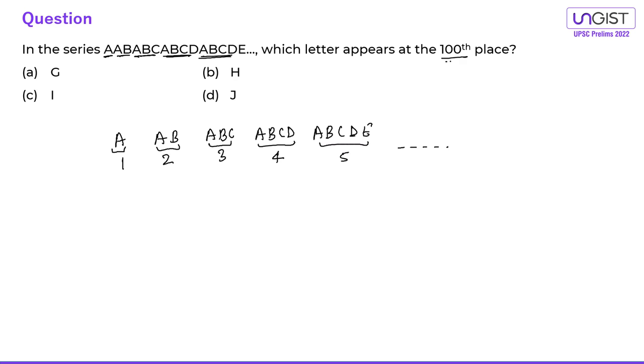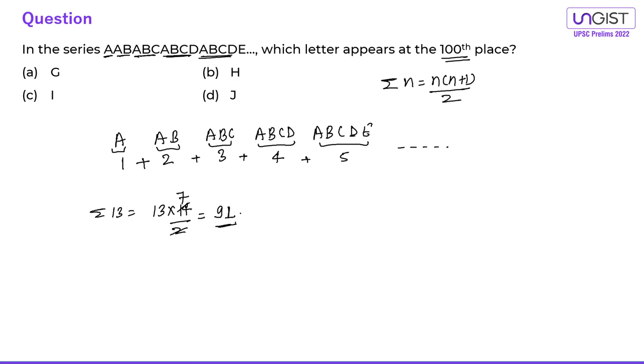So they are asking about the 100th place. So guys, you know what? If we add them, this is 1 plus 2 plus 3 plus 4. So this is actually summation of n. Summation of 13, we all know, is 13 into 14 divided by 2. So this is 91. The formula is summation n is equal to n(n plus 1) divided by 2, or you can say sigma n is equal to n(n plus 1) divided by 2. So summation 13, we all know, is 91. So till 91, we can write like this.